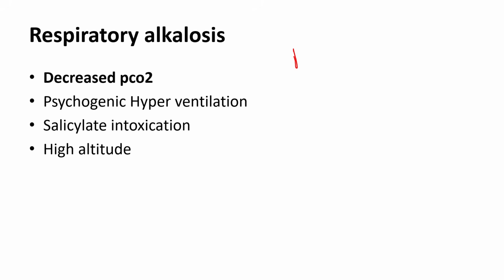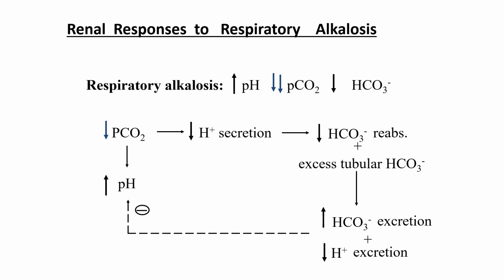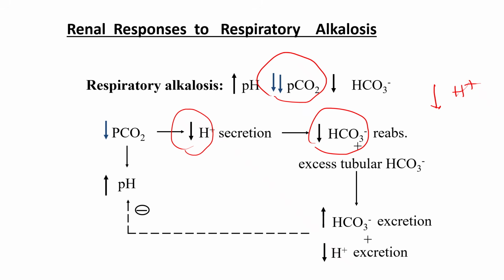Respiratory alkalosis, where excess CO2 is washed out. So CO2 is washed out, that leads to decreased CO2, as in psychogenic hyperventilation, aspirin poisoning and high altitude. So how does the kidney handle this? So decreased pCO2, so decreased H plus formation. So now H plus is low in the lumen, so less bicarbonate is reabsorbed. So more bicarbonate is excreted, and no new buffers, so less H plus excretion.